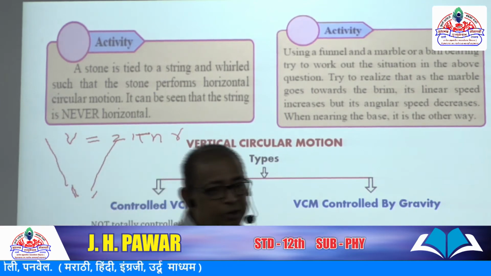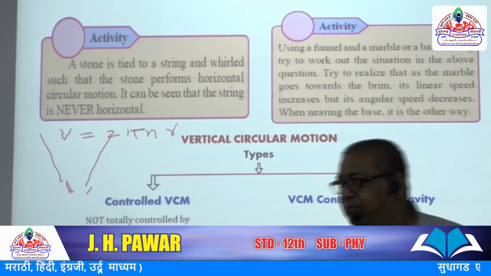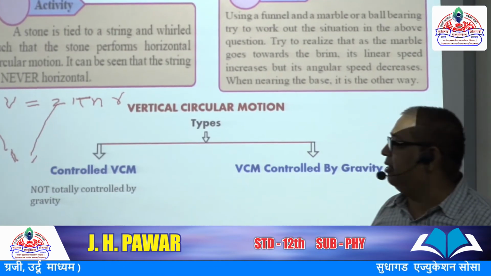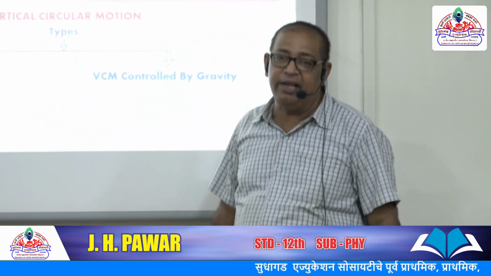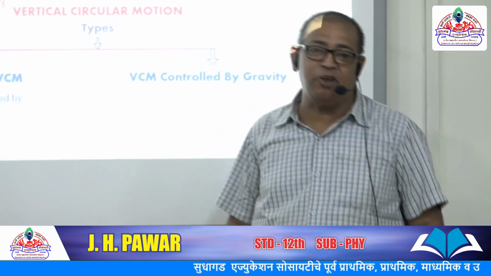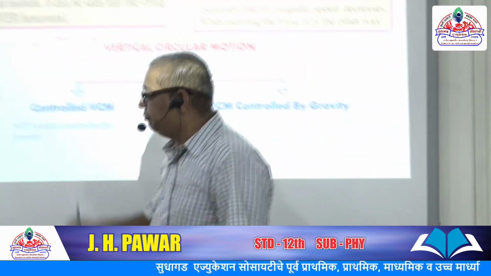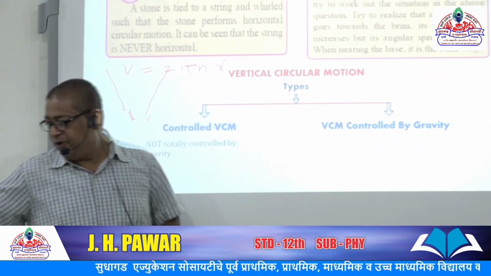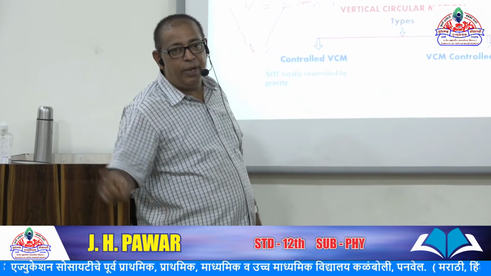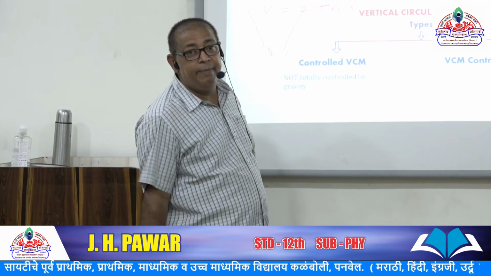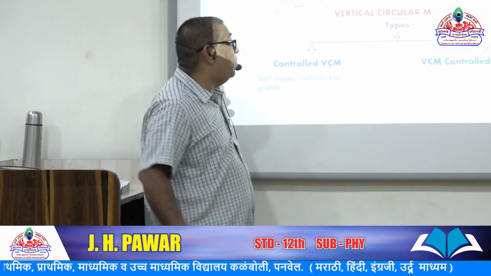I think you should do these activities at home. Thereafter we go to another type of motion, vertical circular motion. It is the case of non-uniform circular motion. Look here. Vertical circular motion means an object is moving in a vertical plane. There are two types of vertical circular motion.